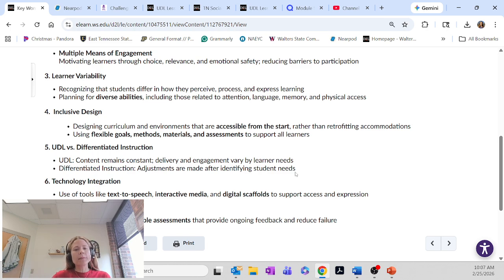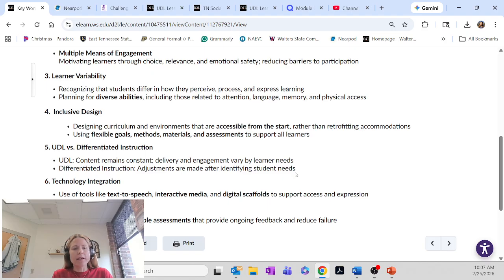But if you are trying to meet the learners and think about that from the very start, that is the difference from differentiating instruction, right? You're not making adjustments after the fact. You can go ahead and just have it accessible for everyone from the very beginning.